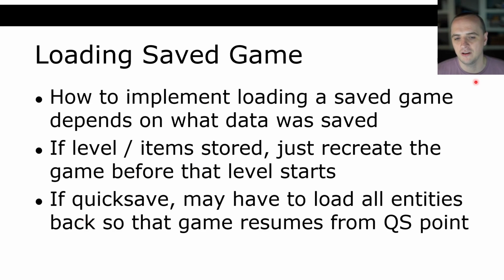So how to implement loading a saved game depends on what data was being saved. If it's just items and levels, like the level number or your inventory, you can just recreate the game at the point before the level starts, right? You don't need to worry about saving the state of all of the entities in Super Mario Brothers, because you can only save the game after a level is ended, right? So you just say, okay, they're on 3-3 now, so when you go to start the game, start them at level 3-3, and however you would start that level. If it's quick save, like I said before, you might have to load all the entities back from that file so you can resume from the quick save point.